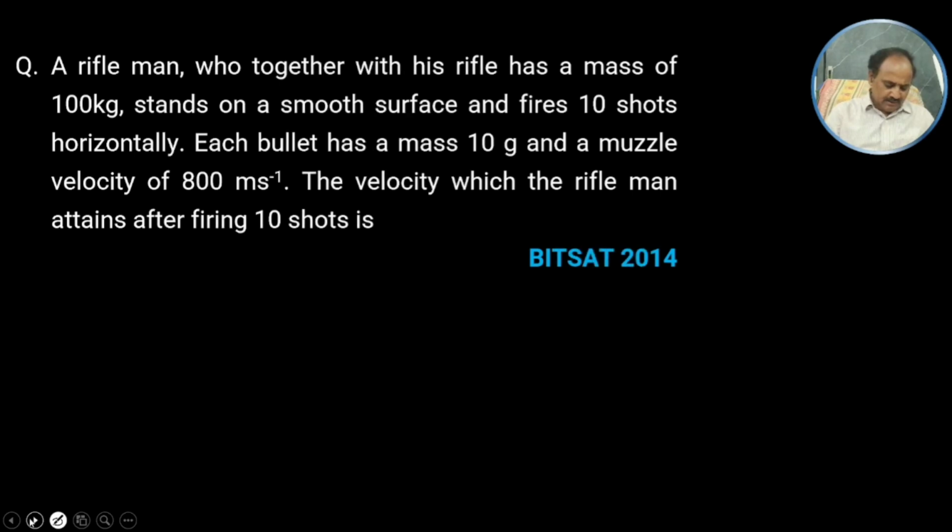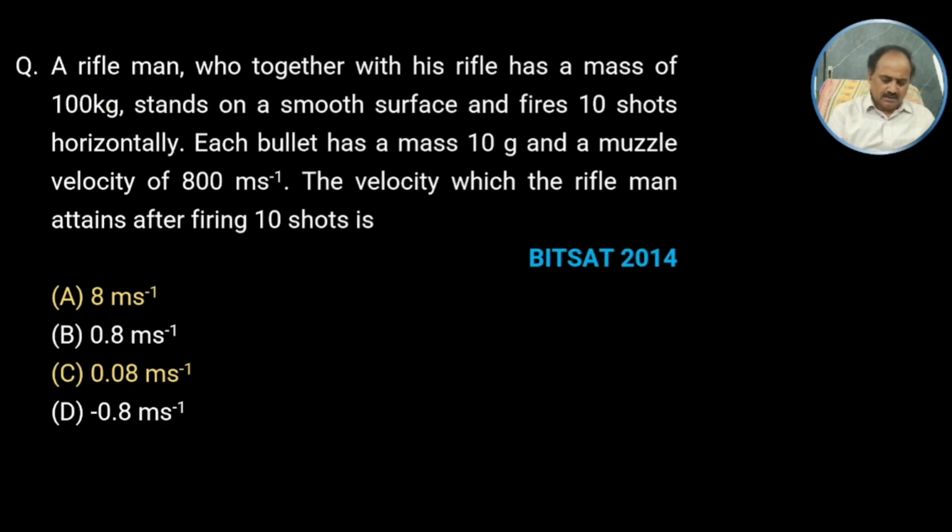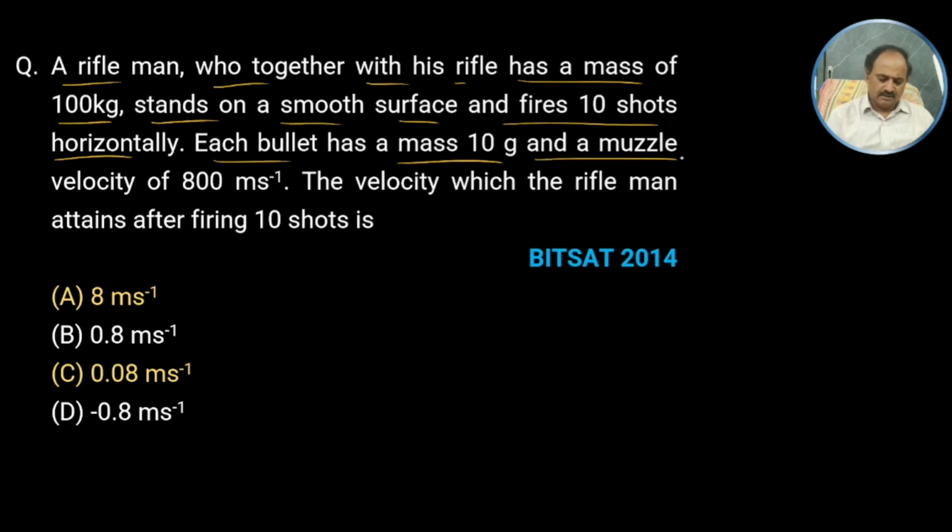Similarly, let's take another important problem. Look at the screen. It is asking like this. A rifleman who, together with his rifle, has a mass of 100 kg, stands on a smooth surface and fires 10 shots horizontally. Each bullet has a mass of 10 grams and a muzzle velocity of 800 meter per second. What is the velocity which the rifleman attains after firing 10 shots?